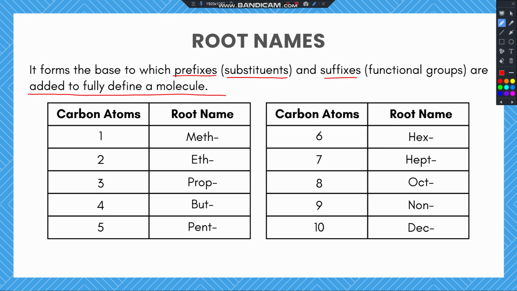So here are some examples. When an organic molecule has just one carbon atom, the root name used is meth. If there are two, we use eth; three, prop; four, but; five, pent; six, hex; seven, hept; eight, oct; nine, non; ten, dec. So here are some examples of root names that we have in organic chemistry.